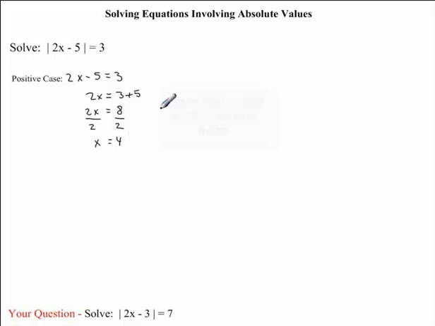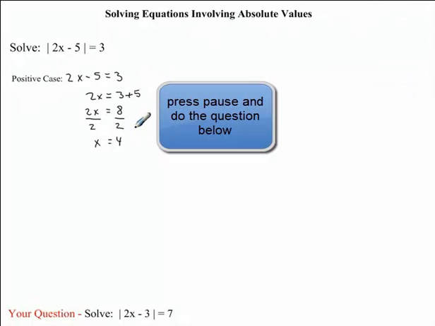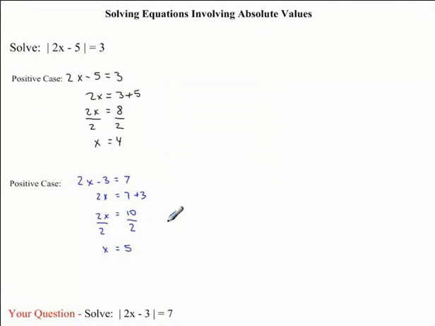I would now like you to try doing these steps with the question you are given. Here's the answer you should have got. Coming back to our question, we now solved for x when the inside of our absolute value bars is equal to a positive answer. Now let's consider our second case, the negative case.